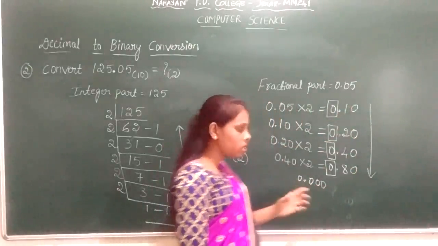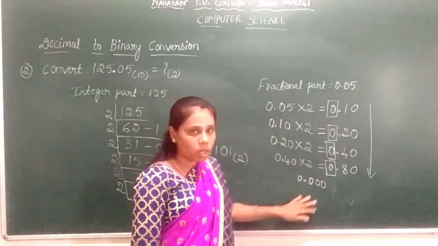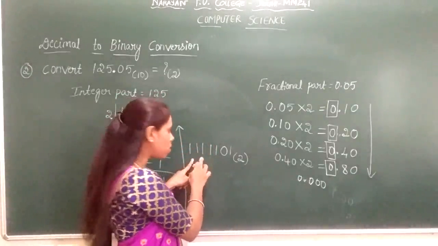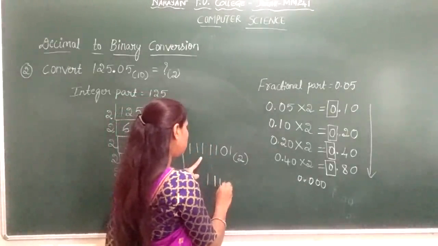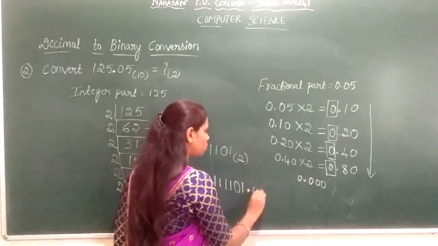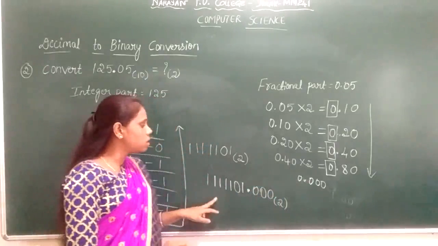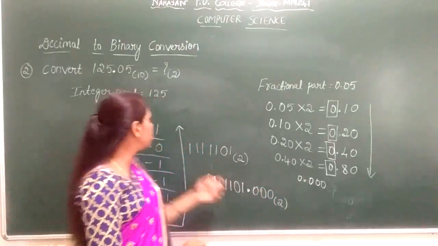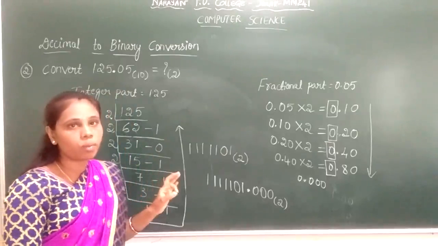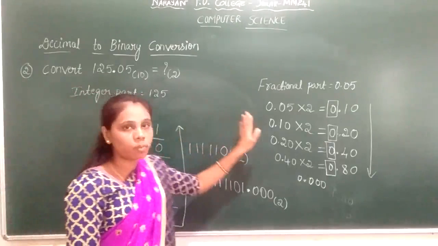Now combine these two, integer part and fractional part, as one single value. Now what is the binary value for the integer part? That is 1 1 1 1 1 0 1 and 0.000, and the base is 2. Now this is the binary equivalent value for 125.05. See, when you have both integer part and fractional part, you should consider the integer part as separate and the fractional part as separate.